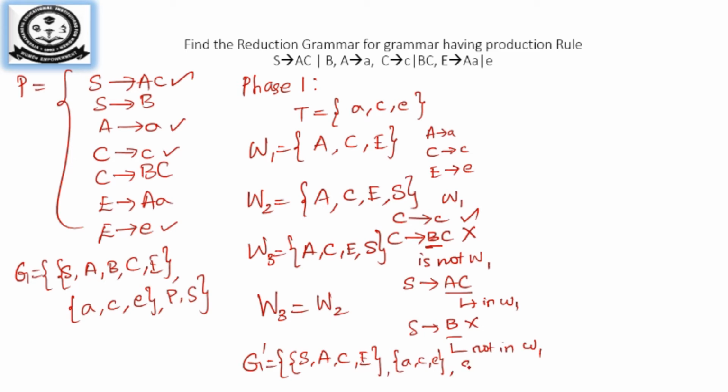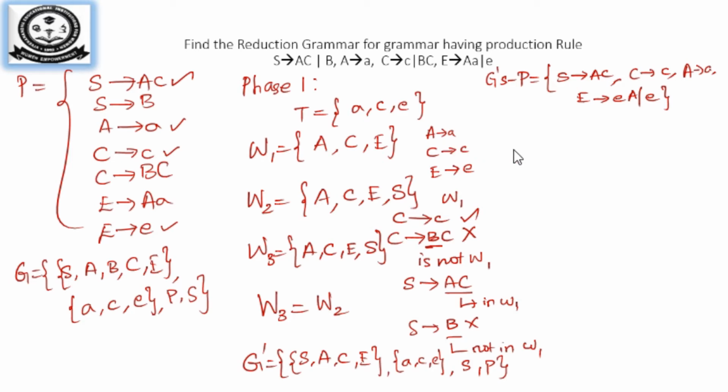So we'll have the start symbol and we have the production rules. What will be the production rules? I will write it over here. The production rules are going to be S tends to AC, which is accepted, then C tends to C, A tends to A, then finally E tends to EA or E. So this is the production rule for G dash.